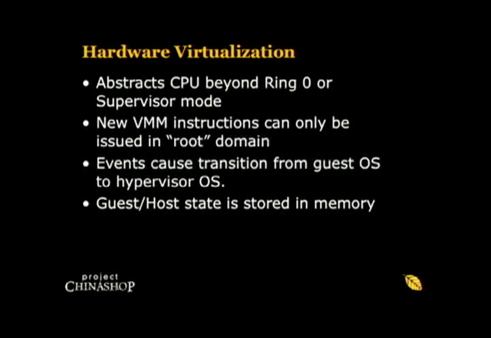And so how a lot of these work basically is the processors. Intel processors have the 4 rings. RISC processors have basically just supervisor mode and normal mode, but we'll talk mostly about the Intel architecture, because that's what everyone's doing right now. Basically, what the virtualization does is it abstracts all the state of the processor beyond ring 0. So there's a special set of instructions that can only be executed in what they call a root domain, and that's how they have a fully privileged ring 0 and a lesser privileged ring 0.